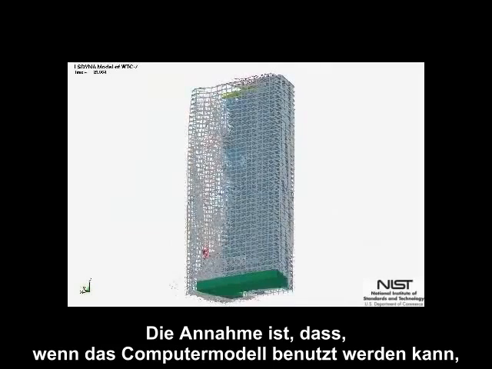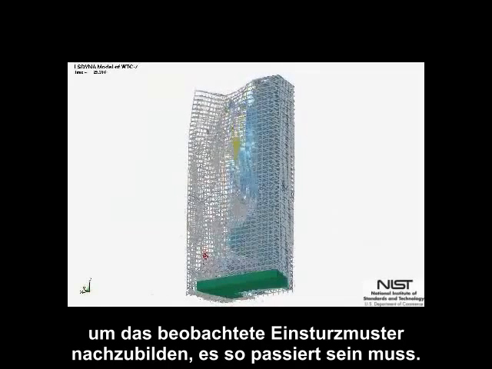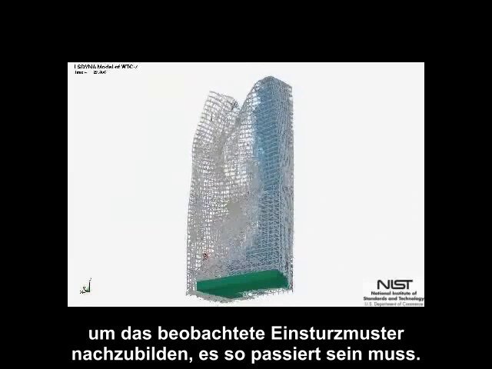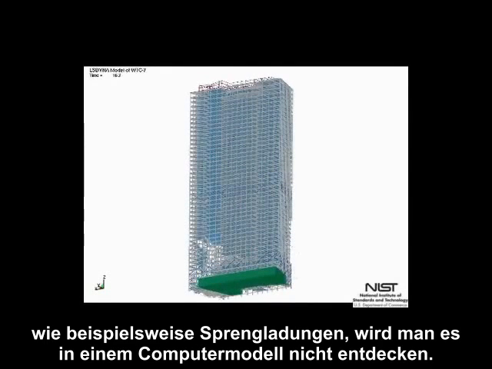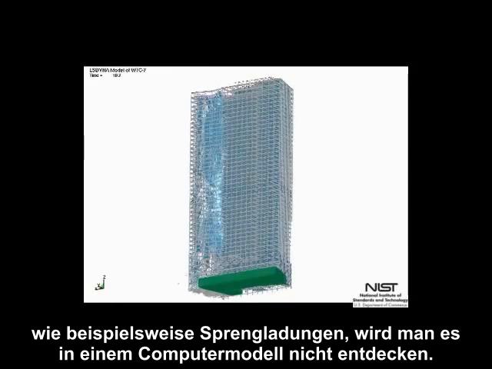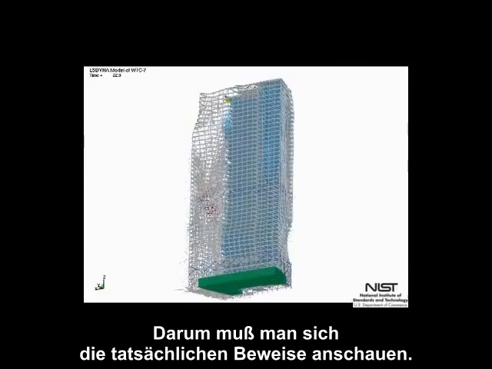The assumption is that if the computer model can be made to reproduce the observed collapse pattern, that must be how it happened. The problem is, if something unexpected was going on, like explosives for instance, you're not going to discover it in the computer model. For that, you need to look at the actual evidence.